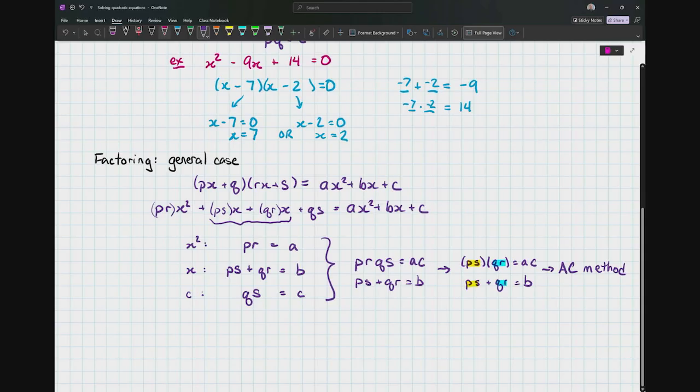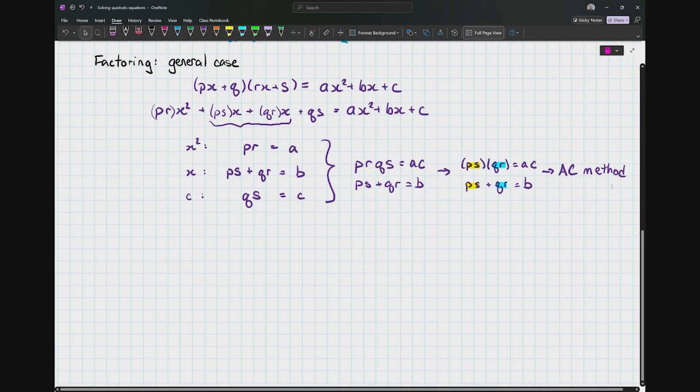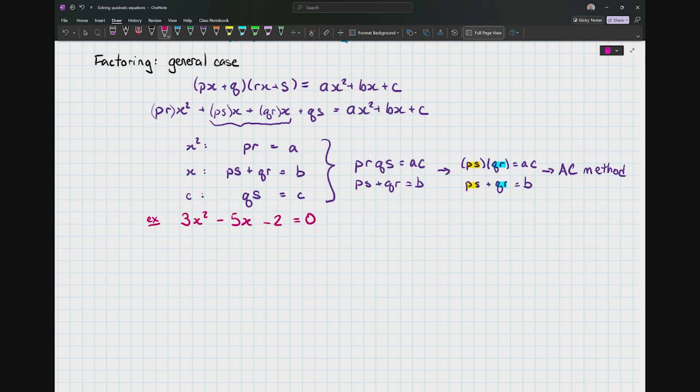It's a lot quicker in practice. Let's just dive into an example here. I'm going to jump right into a quadratic equation that we're trying to solve. In this case, we have A is equal to 3. Be careful with the negative signs. B is negative 5, and C actually is negative 2.